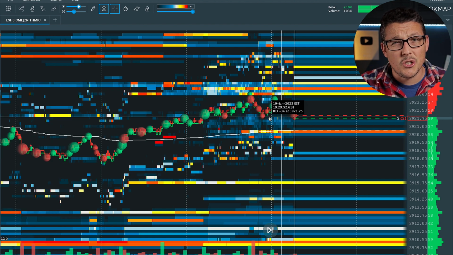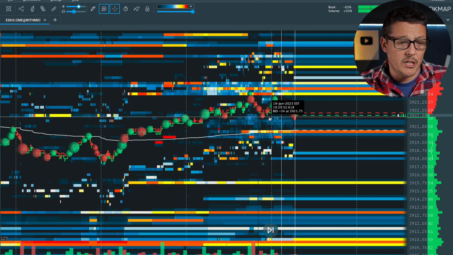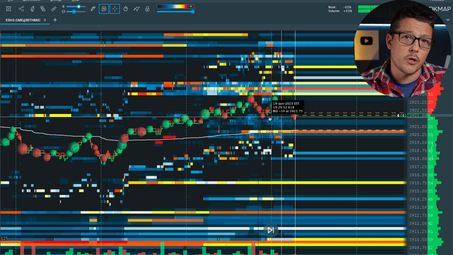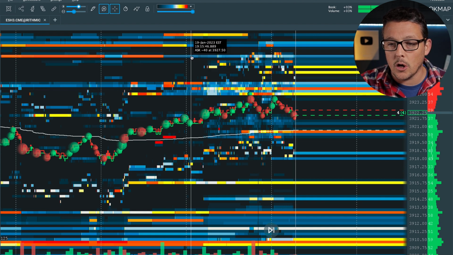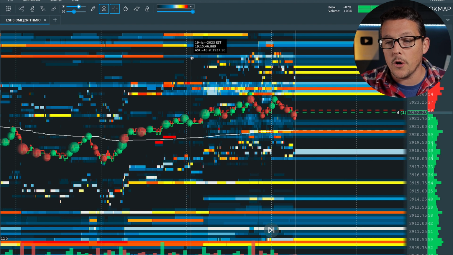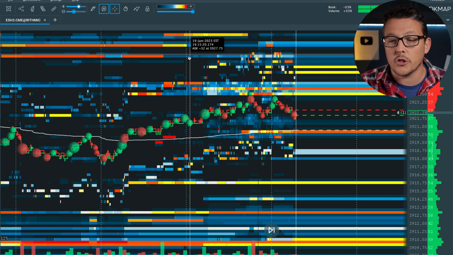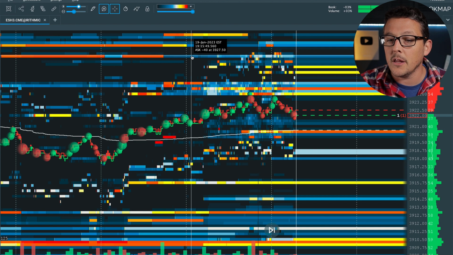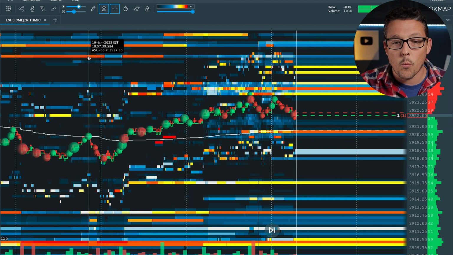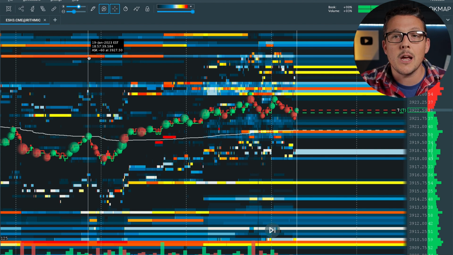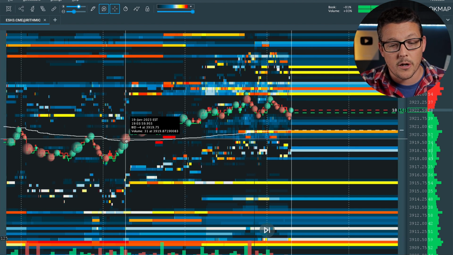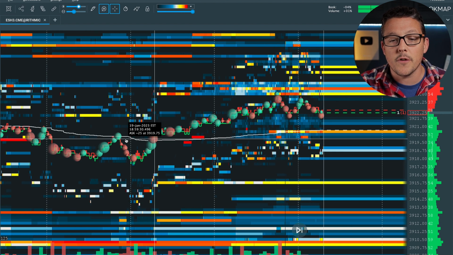But the other thing that the dome doesn't tell you is what orders were on the books previously. So for example, right now, if we come up here and look at this price action of 3,927.50, there's really nothing there. But I can see once upon a time, there were a ton of orders sitting on the books right there. There was a ton of sell orders.